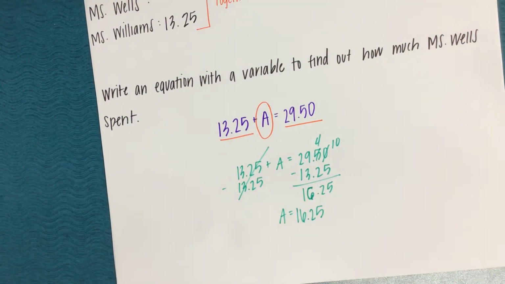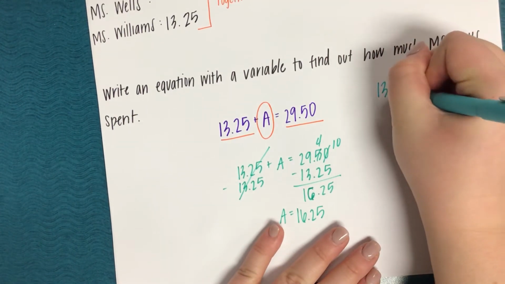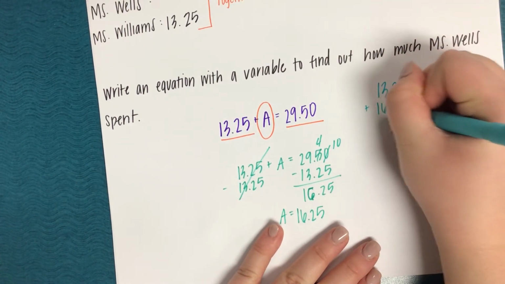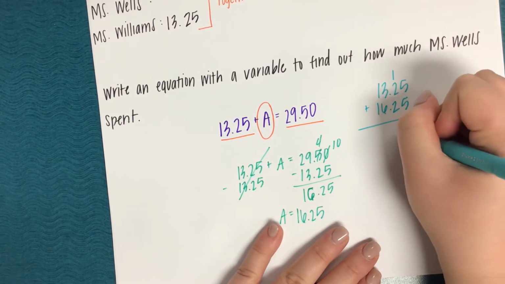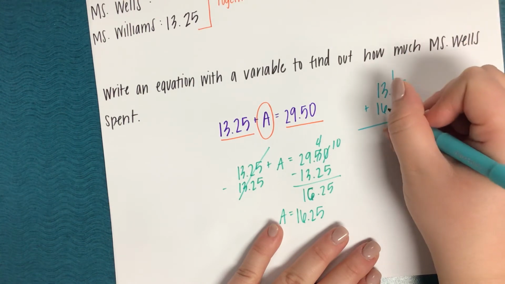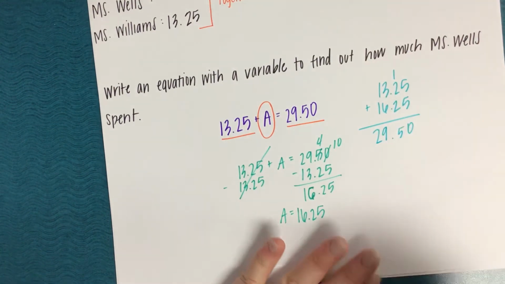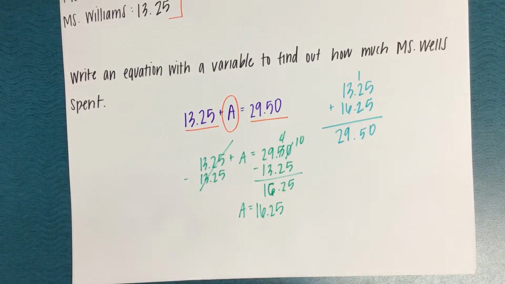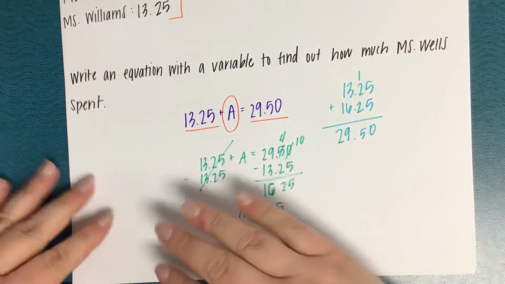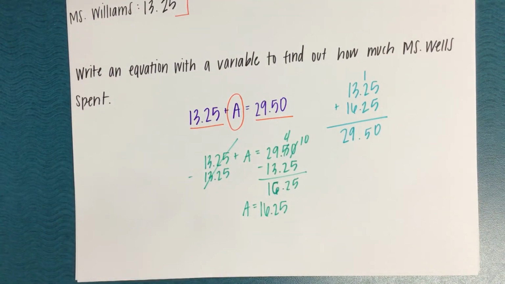Okay, so then we can always go back and check it like Miss Allender taught us last week. We would do $13.25 plus $16.25. We're gonna get $29.50. Okay, so that is how you write an equation and then how you solve it. You guys should be pros at solving equations by now. I just wanted to give you a heads up when you're doing your workshop practice for today.